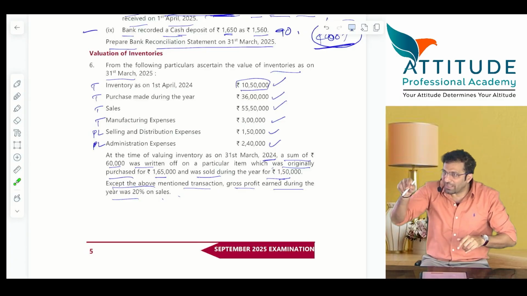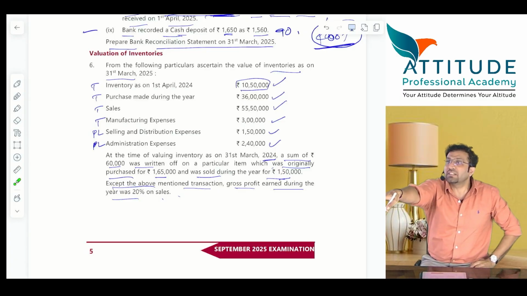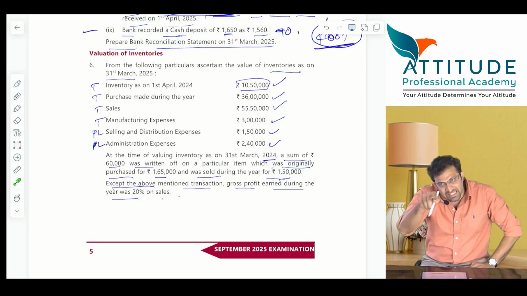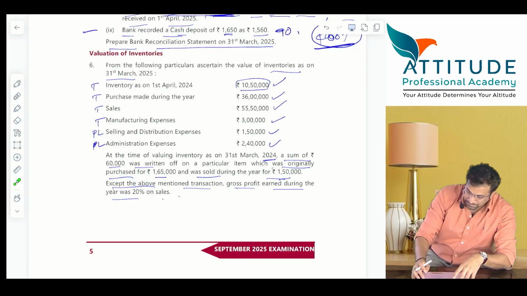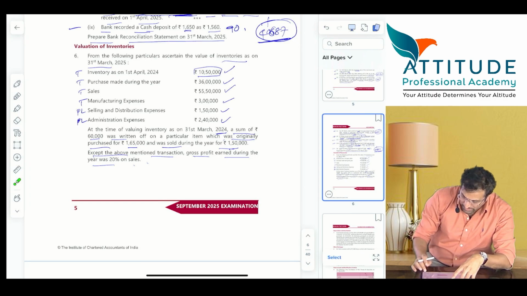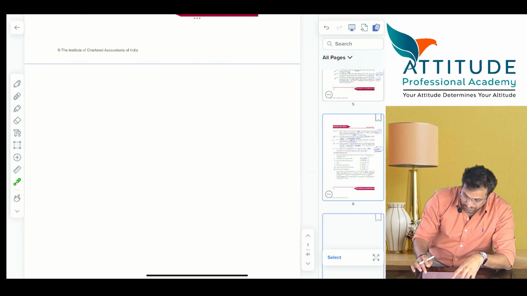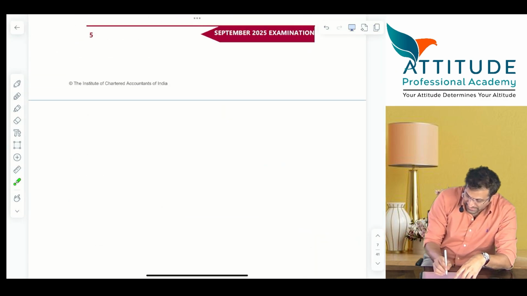एंड ओनली ऑन नॉर्मल आइटम जीपी इज हाउ मच? 20%. सो जीपी ले लो, बैलेंसिंग फिगर विल बी क्लोजिंग स्टॉक. समझ ला? ओके, नाउ हेल्प मी. हेलो, आई विल डू इट, प्लीज हेल्प मी. फर्स्ट हेल्प मी, then I'll put the things.